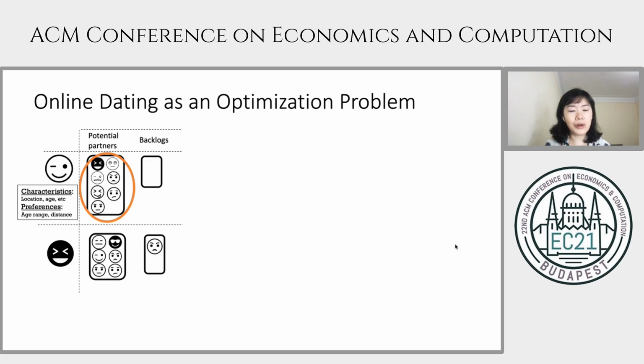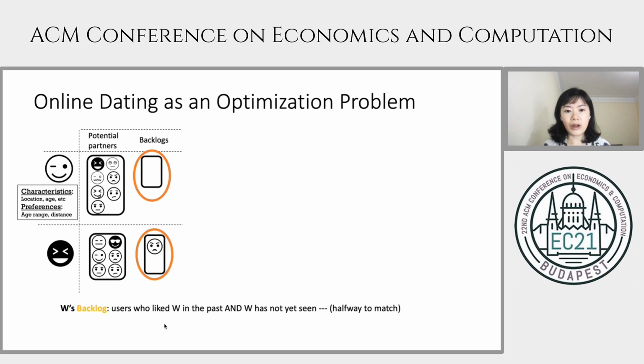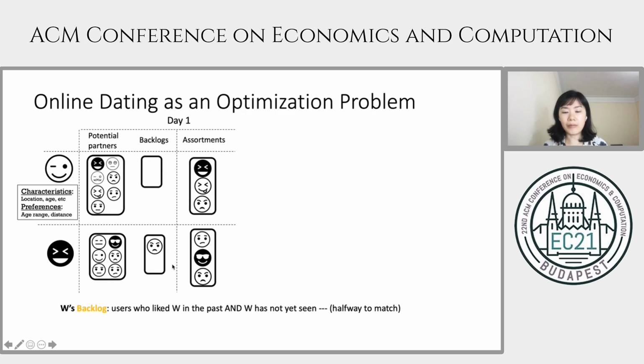Let me tell you a little bit more about the problem. Winky first reports a bunch of characteristics and preferences when she signs up, as I said before. And using this information, the platform finds a set of potential partners for Winky. And then there are these backlog profiles, which are users who liked Winky in the past and Winky has not seen yet. Because Winky is a new user, maybe her backlog is empty, but Squinty here might have been interacting with the platform for a while, so Angry is in her backlog.